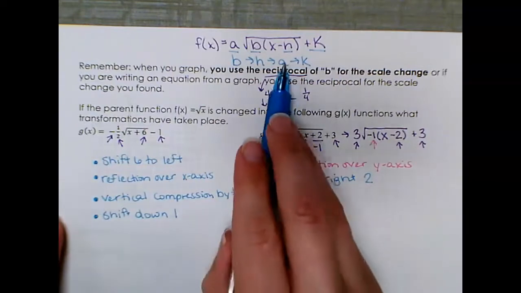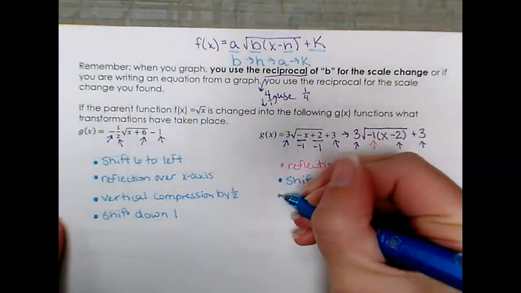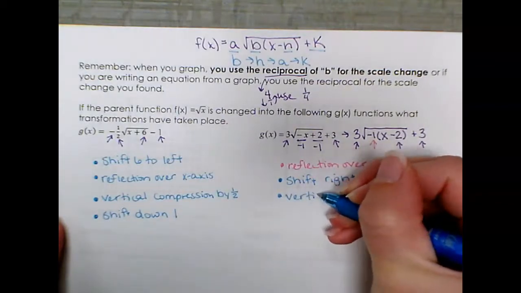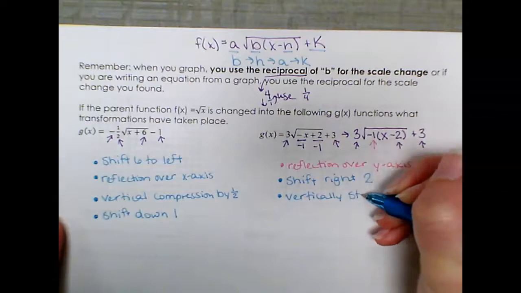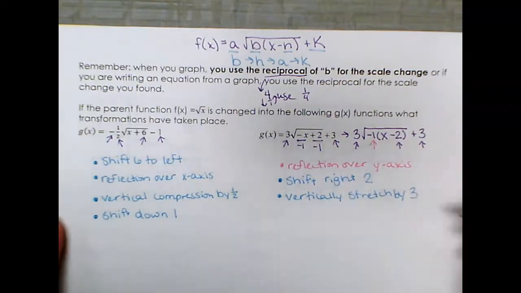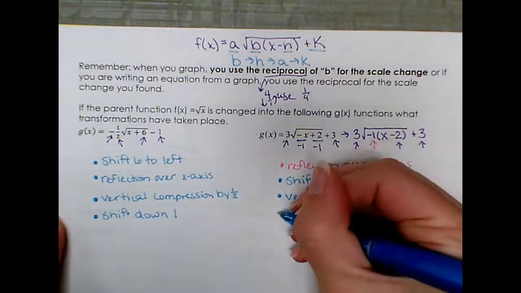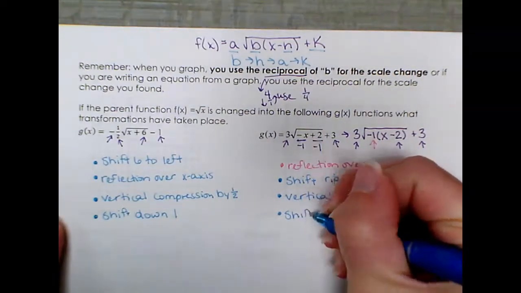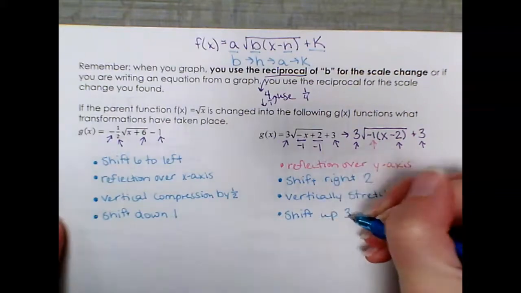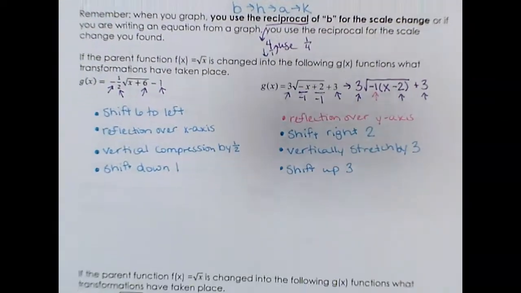The next transformation that we need to look at comes from the a value right here. That's a large number bigger than 1, so that means that we're going to vertically what? Stretch by a factor of 3. And then finally, our last transformation is a translation. It's the plus k out here. We have plus 3, so that is a shift up 3. Okay, so I'm going to move this down.